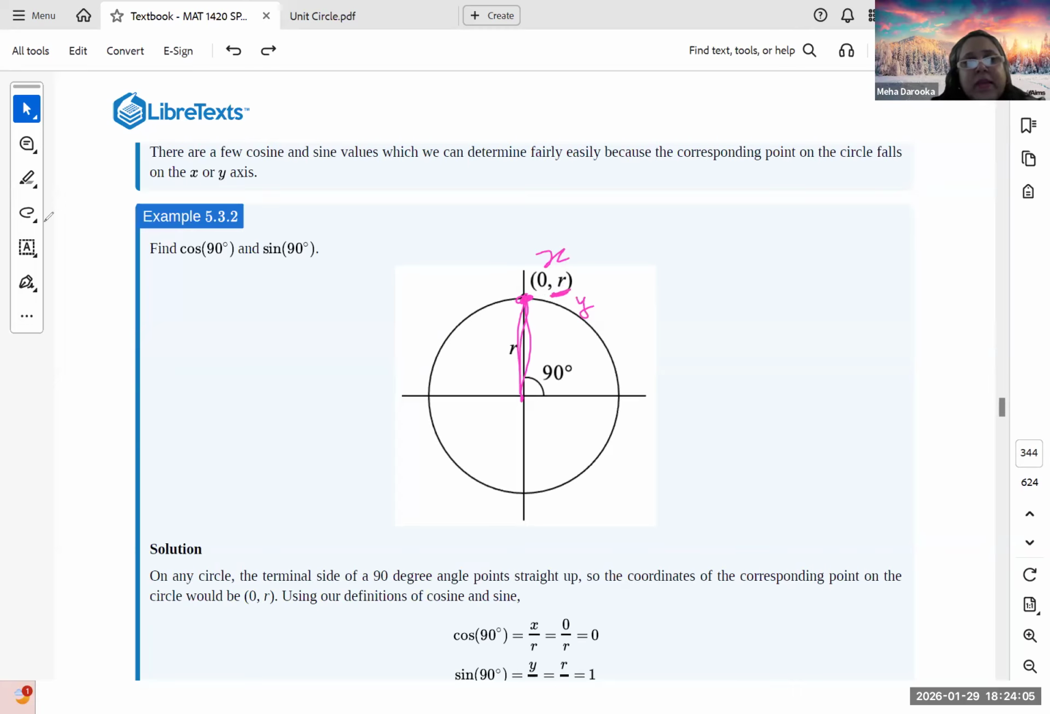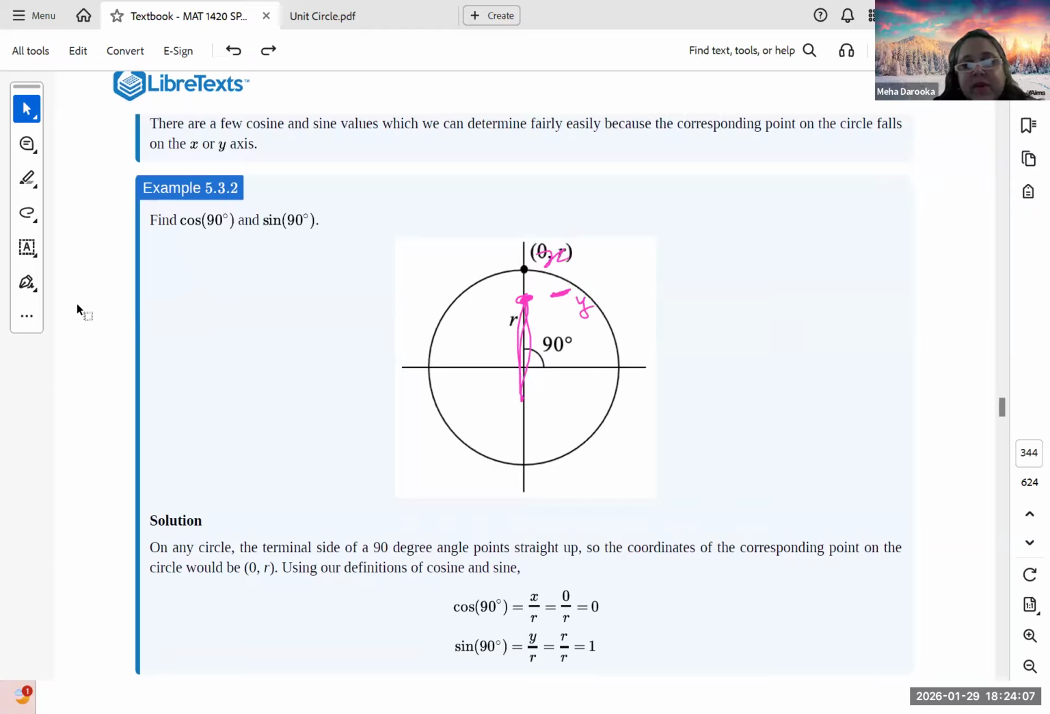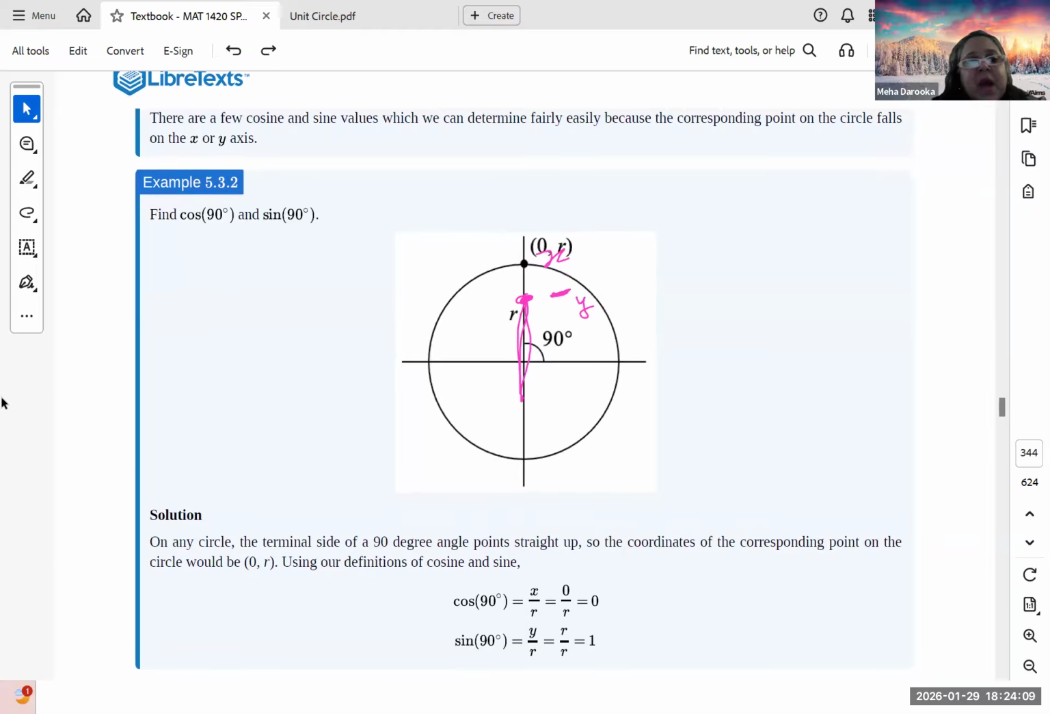So when you are doing your cosine and sine function calculations, you can see that when we do cosine of the 90-degree angle, it's going to be X over R. Since my X value is zero, it really doesn't matter what the R value is, because remember, zero divided by any number is going to be zero. You're always going to come up with the answer zero here.